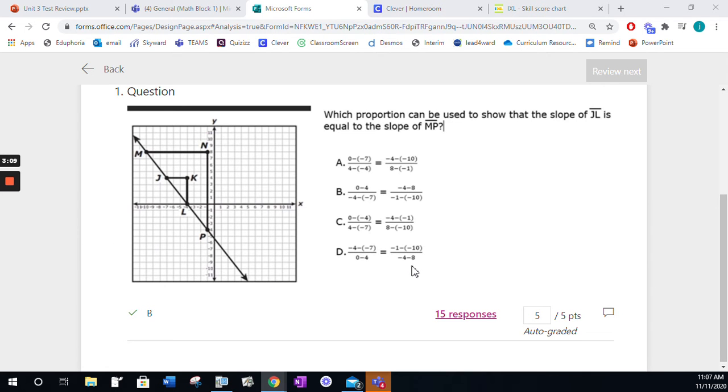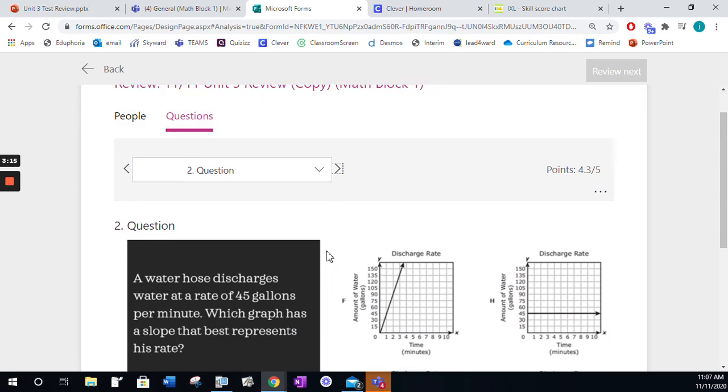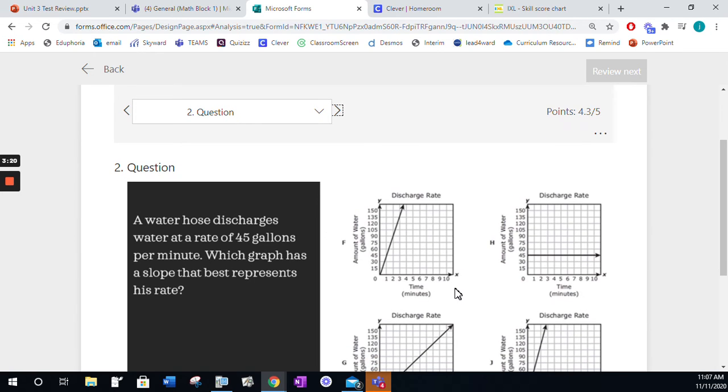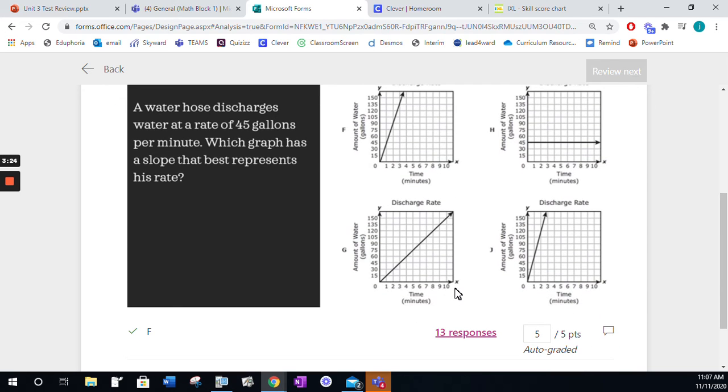Okay, so like I said, the answer here is B. Moving on. Question 2. Just find where it's 45 per minute. So be careful. The x-axis is time. The y-axis is the amount of water in gallons. So the answer there is F.